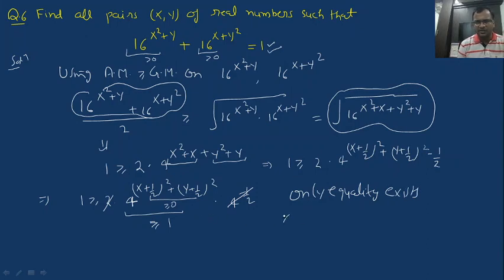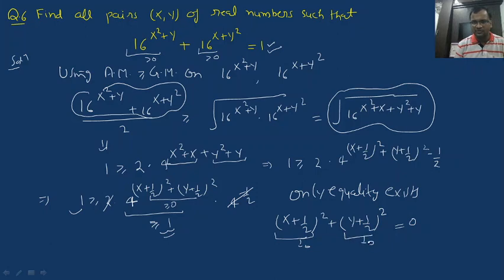And equality exists if this sum of squares becomes 0, because left hand side is 1 and RHS is greater than or equal to 1, and so there is only a case of equality, and sum of squares becomes 0 only when each bracketed quantity is individually 0. This quantity is 0 and this is 0 simultaneously. Therefore we get the solution x equals y equals minus half. We can say that the given equation has a unique solution.